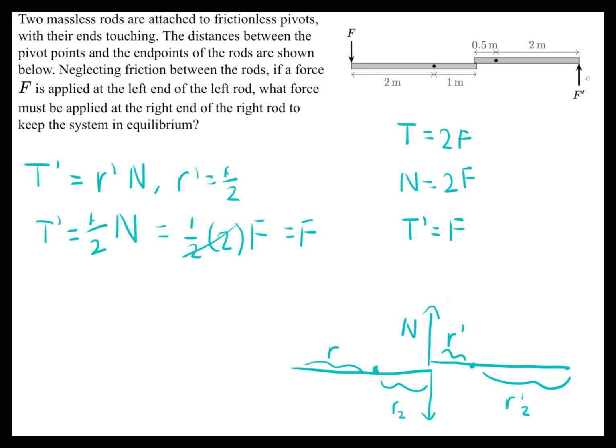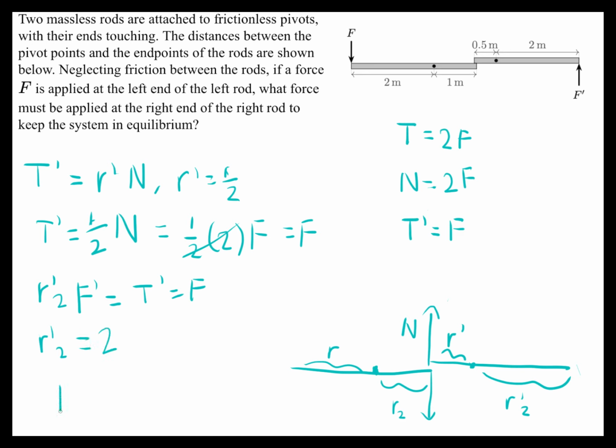Now we can get down to this end. The distance to the pivot point at that end, which I called R prime 2, times the force F prime we're trying to solve for, must be equal to the applied torque on this side, which has the same magnitude as the original applied force. And the distance to the pivot point over here, symbolized by R prime 2, is 2 meters.